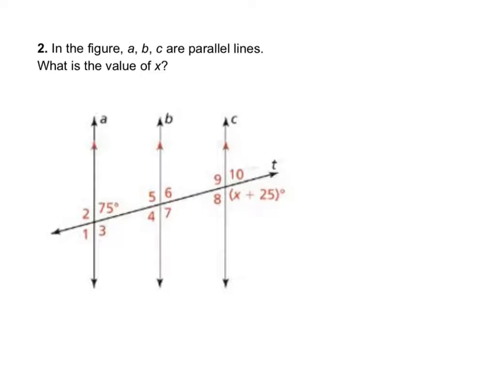Example 2 is now looking at a little bit more of a complex example. It says in the figure, lines A, B, and C are parallel lines, and line T is the transversal, so that's what's intersecting our parallel lines. We need to figure out the value of x.